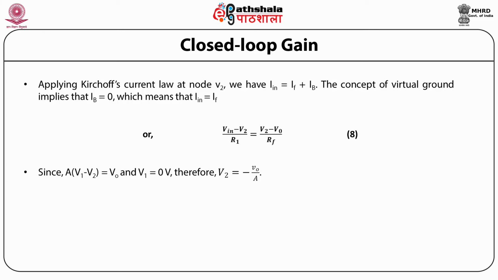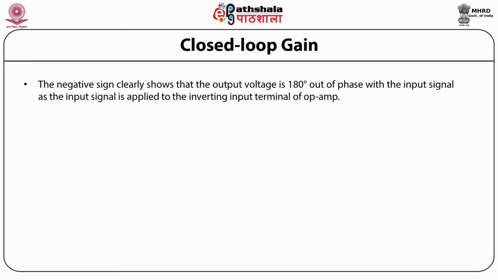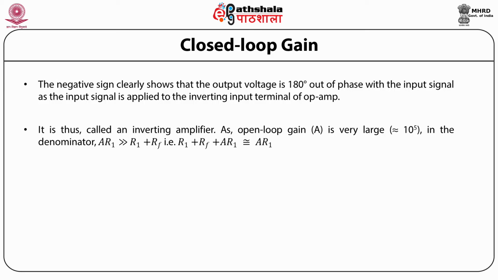Since A times (V1 minus V2) is equal to V0 and V1 is equal to 0 volt, therefore V2 is equal to minus V0 by A. Substituting the value of V2 from equation 8, we have AF is equal to V0 by Vin, which equals minus A times Rf by (R1 plus Rf plus AR1). The negative sign clearly shows that the output voltage is 180 degrees out of phase with the input signal, as the input signal is applied to the inverting input terminal of the op-amp. It is thus called an inverting amplifier.